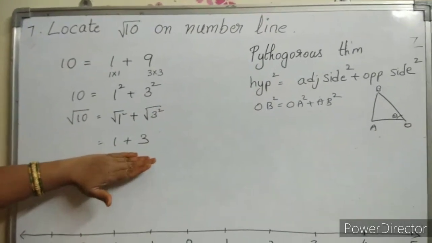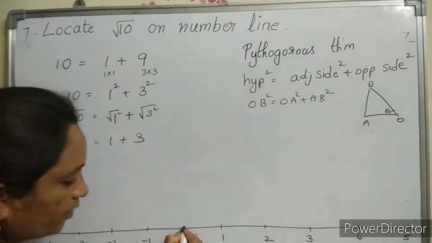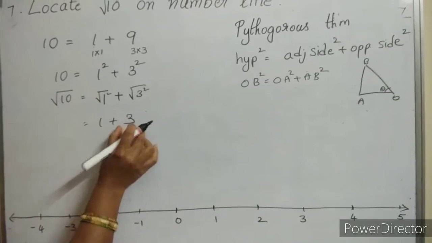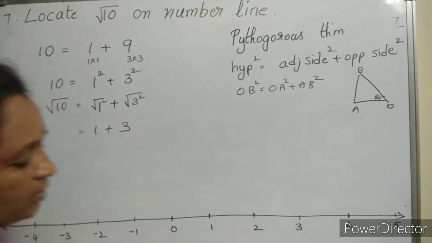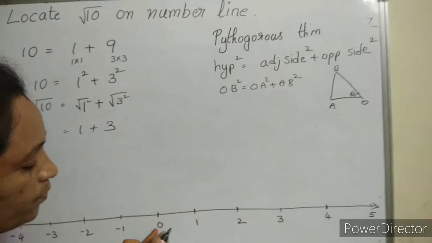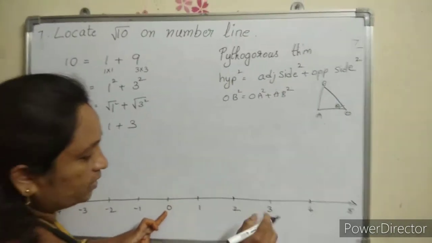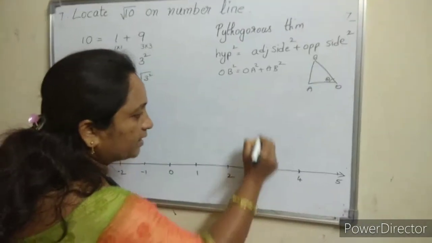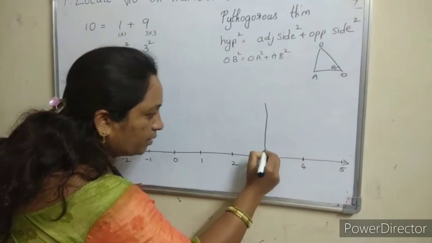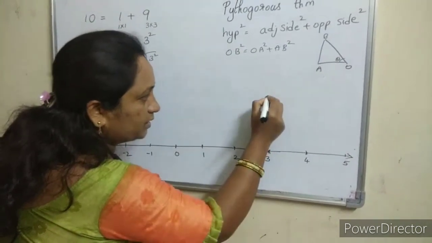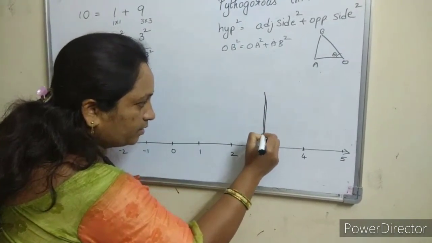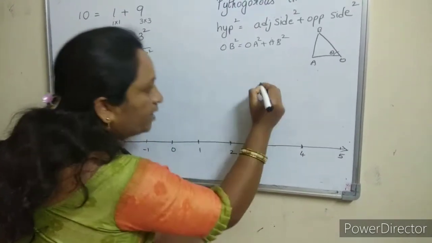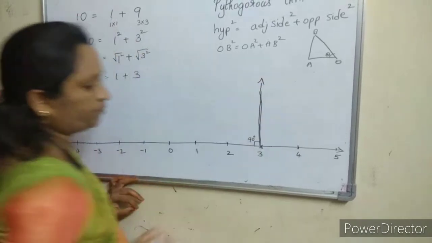Why I have written it like this is in order to locate root 10 on the number line. Here this 3 means you have to take 3 units on the number line, that is from 0 you have to take 1, 2, 3. At this point you have to take a 90 degrees angle, using your protractor, and mark the ray.